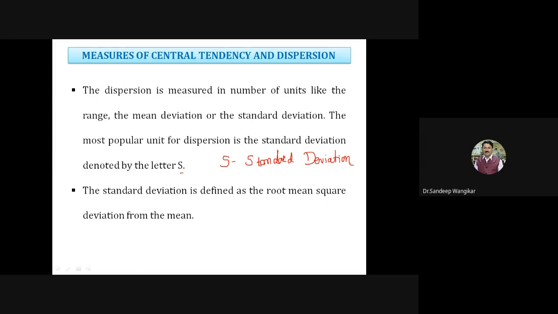The standard deviation is defined as the root mean square deviation from the mean. Here the formula is not mentioned, so we will discuss what is variance, and again we will come to the standard deviation. The dispersion is measured in many units like mean deviation and standard deviation. The most popular one is the standard deviation, denoted by S, and it is the RMS value, root mean square from the mean.